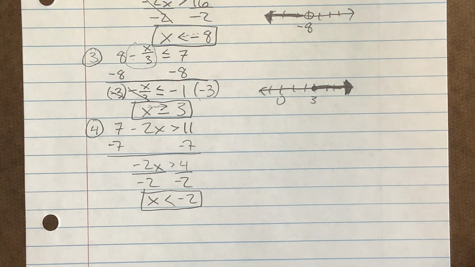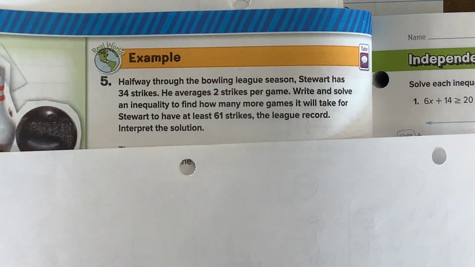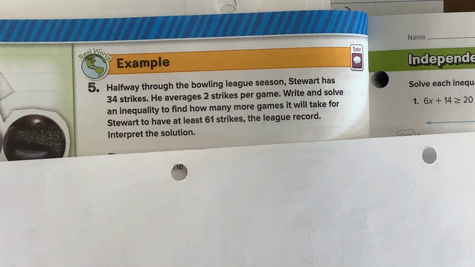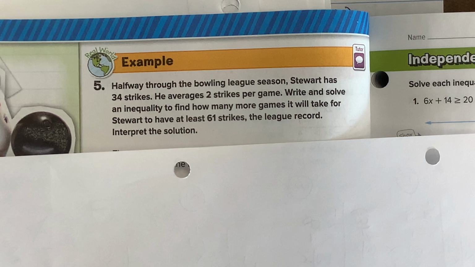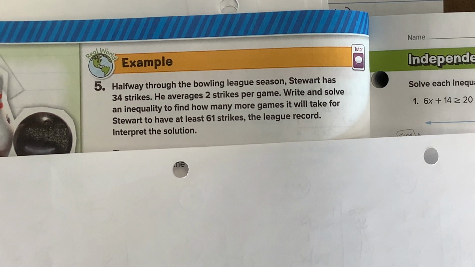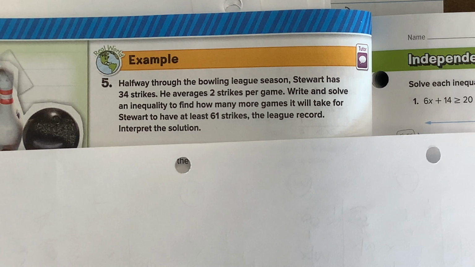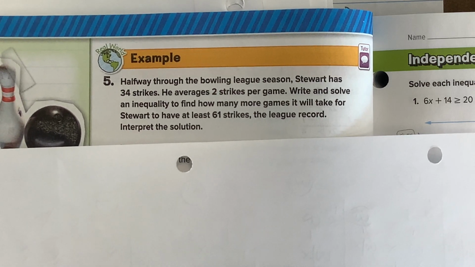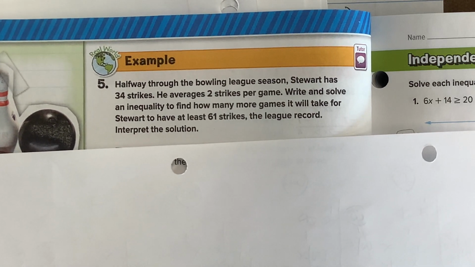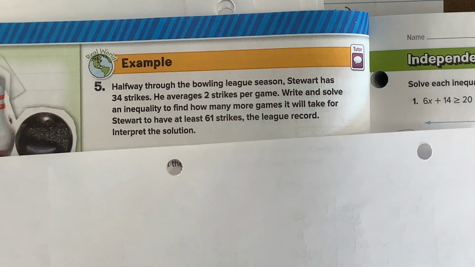Halfway through the bowling league season, good old Stuart has 34 strikes. He averages 2 strikes per game. Write and solve an inequality to find how many more games it will take for Stuart to have at least 61 strikes, which is the league record.